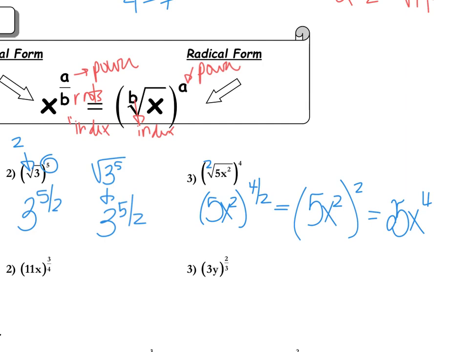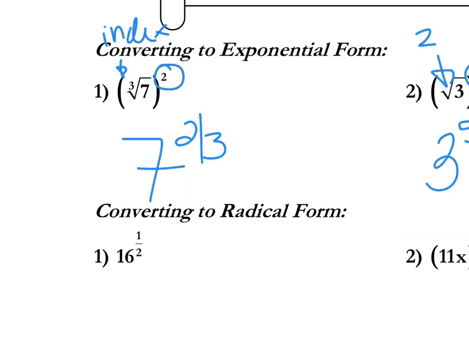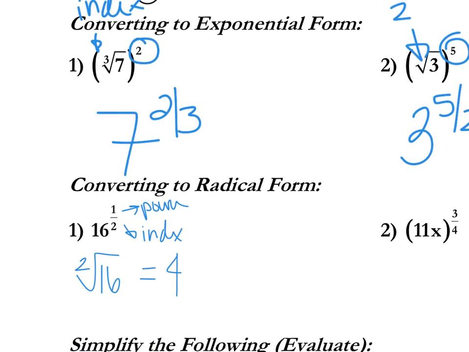Okay. And now the next part, we're going to work in the opposite direction. So we're going to do converting from the exponential form to radical form. So this is the power. This is the index. So square root of 16, which we can simplify to be 4.